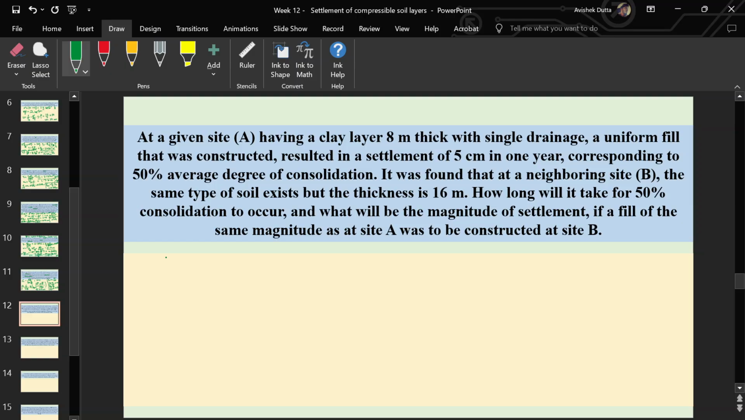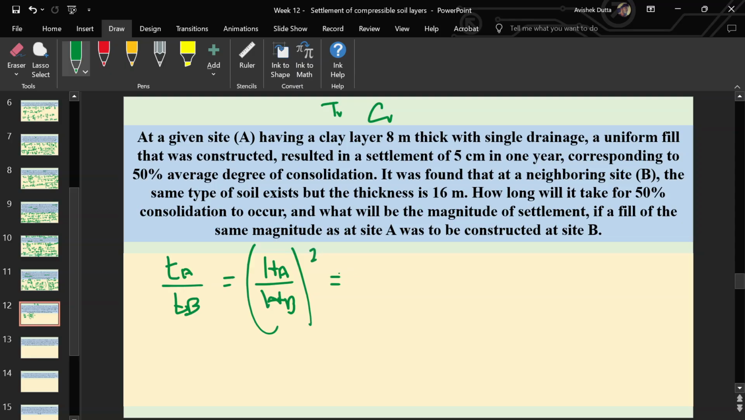Okay. So, now see, the soil is the same and the degree of consolidation is the same. So, over here Tv and Cv both are the same, same type of soil and same degree of consolidation, 50% average degree of consolidation. So, now we can say that the time taken, I will write Ta by Tb, easy to understand, is equal to Ha by Hb whole square, from the general formula.